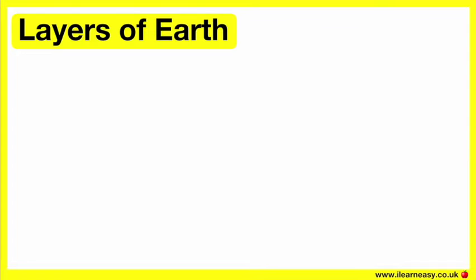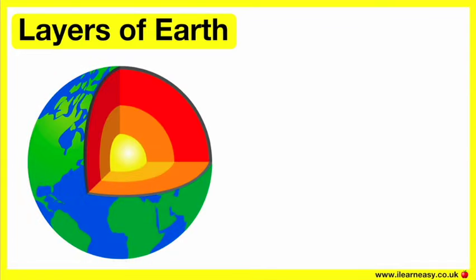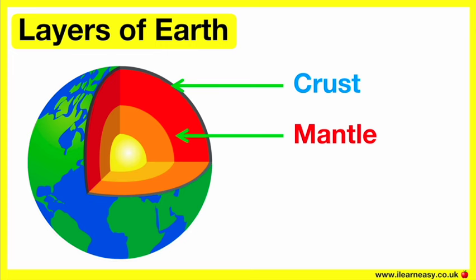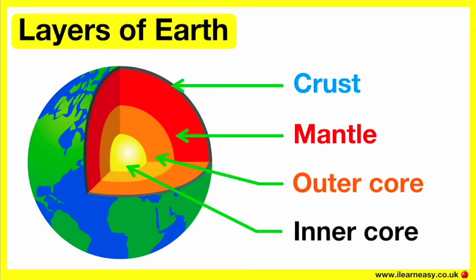Layers of Earth. In this video, we will learn about the layers of Earth. The Earth is made up of different layers. The four main layers are the crust, the mantle, the outer core, and the inner core. Each layer can be divided further: continental crust, oceanic crust, upper mantle, lower mantle, outer core, and inner core.